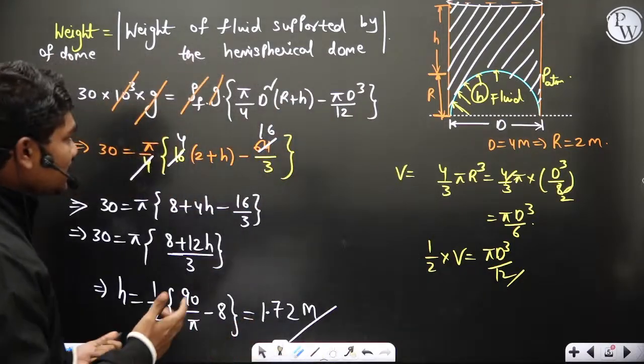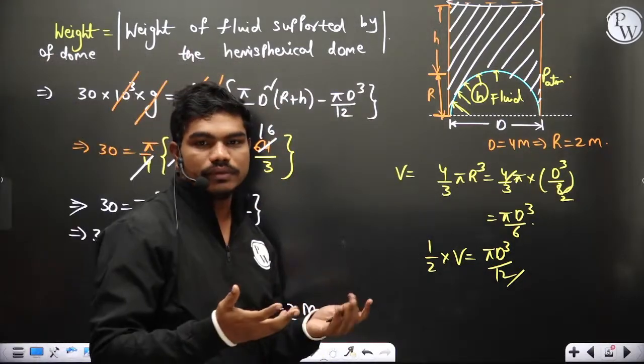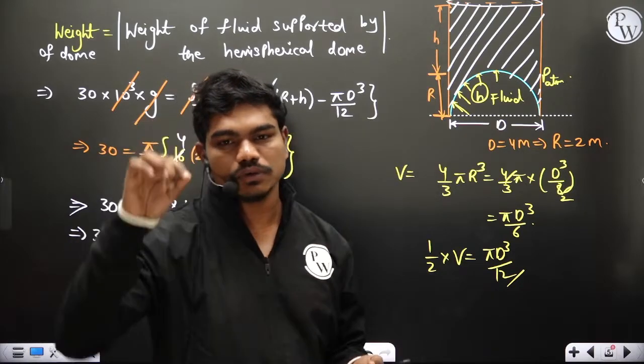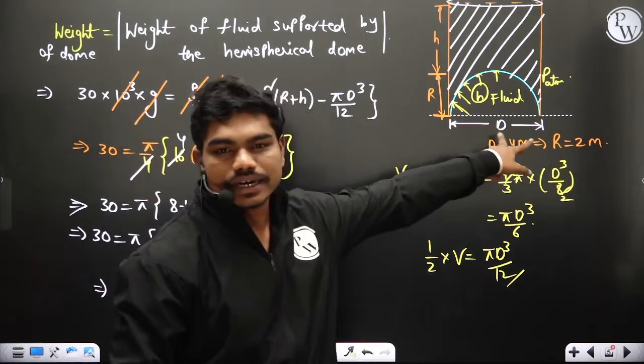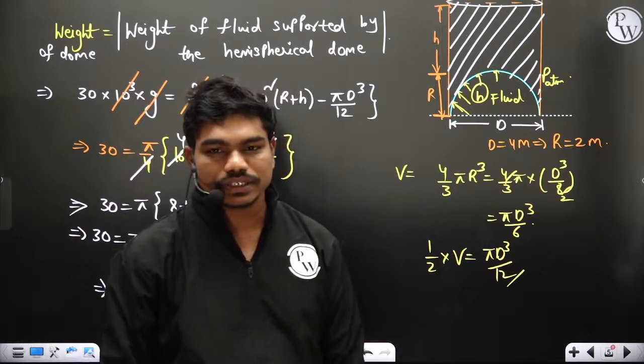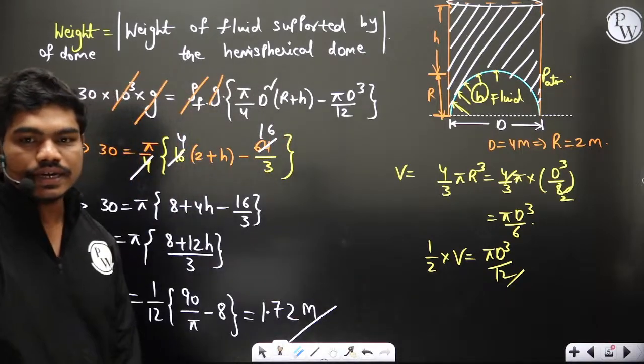But it's a nice question actually. You can understand, to lift the dome, if you punch a small hole and start pouring water, you can make this contact get lost. So this can happen. Fine.